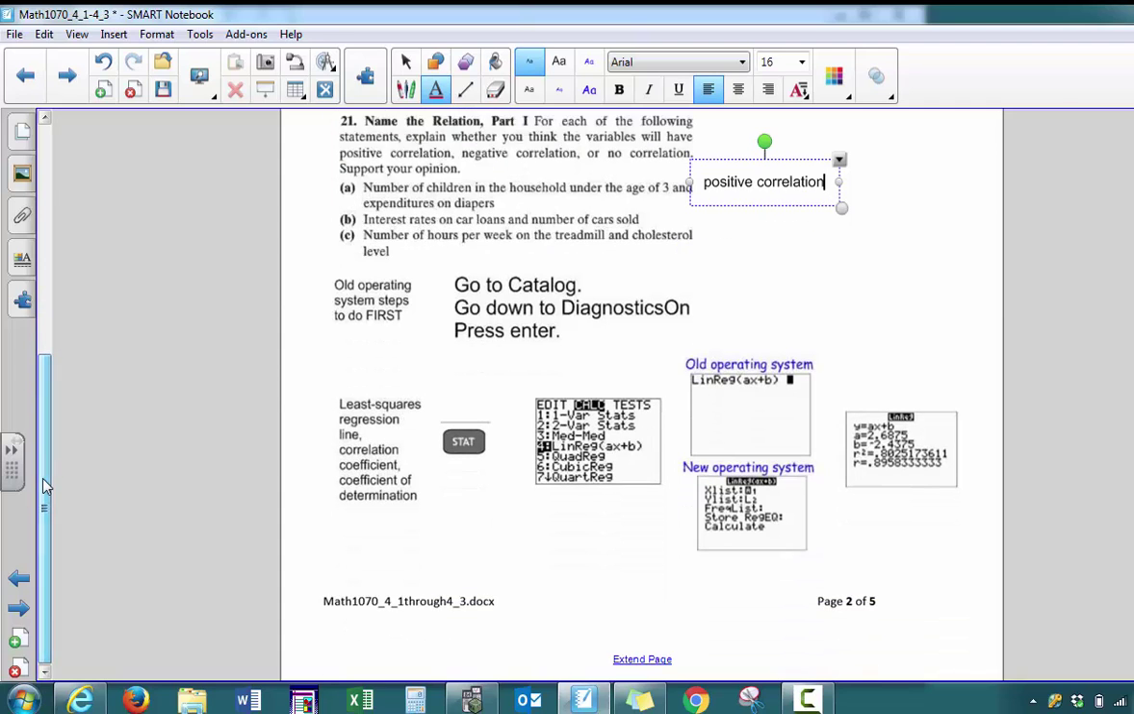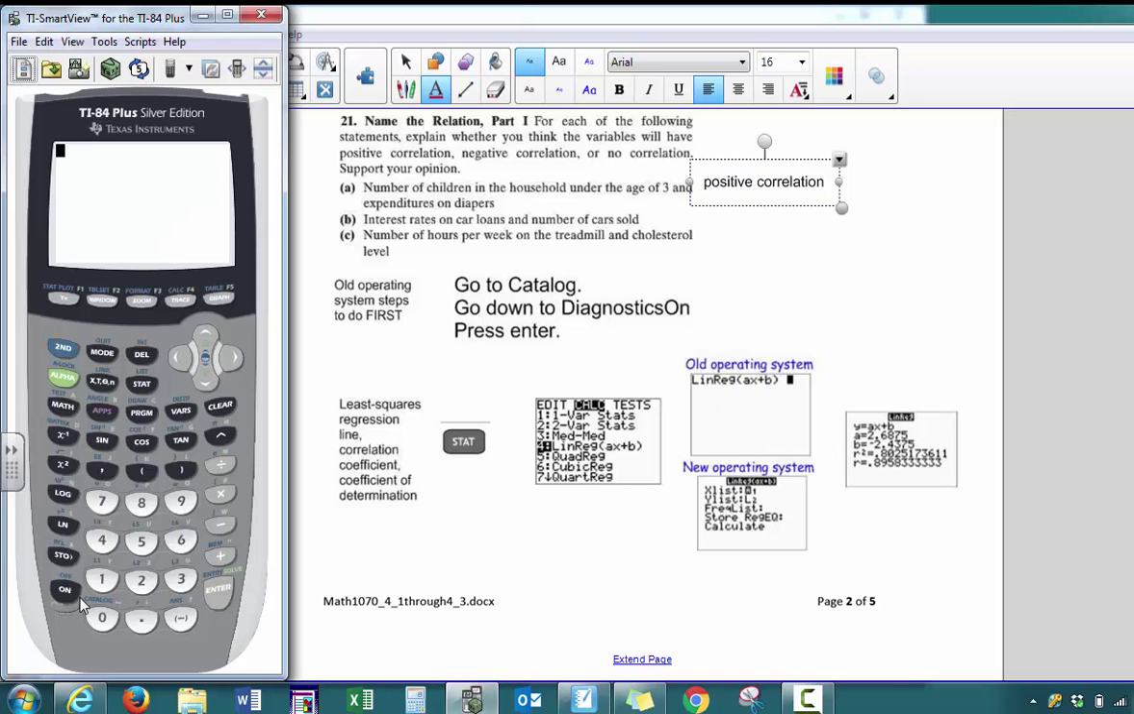At the bottom, what you have are the steps for how to enter data into your calculator for bivariate relationships. You have an X and a Y. You have two variables. So for all students, the first thing you want to do, if you don't know whether you have an old operating system or not, is go under catalog. Your catalog is right above 0. So anything that's above a button, you have to press second first.